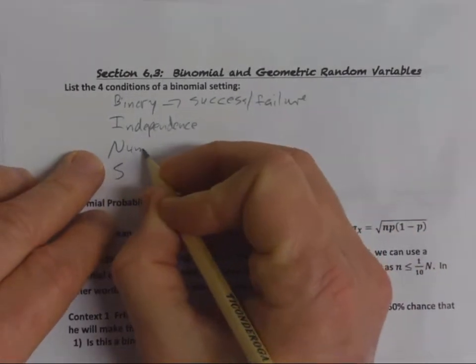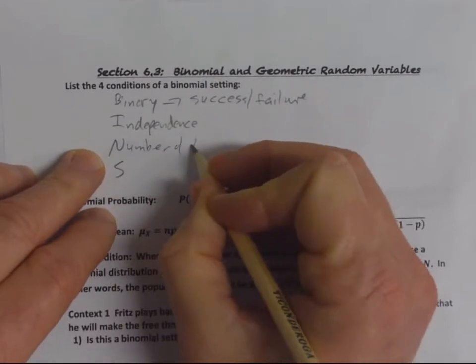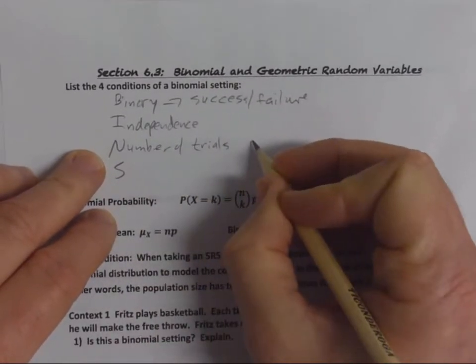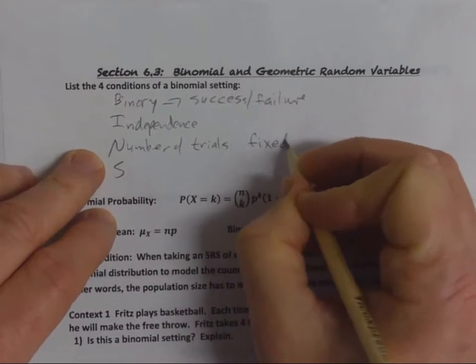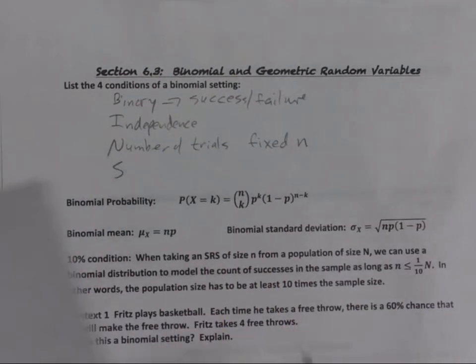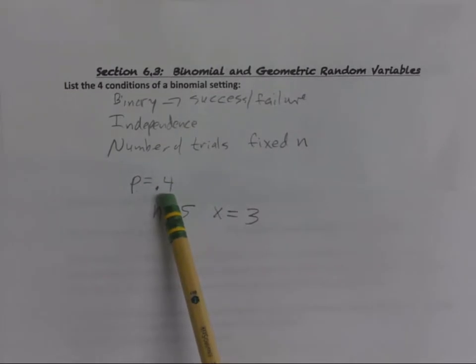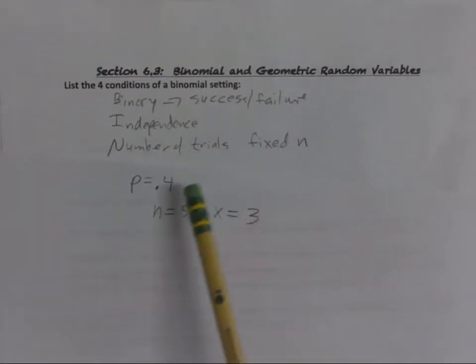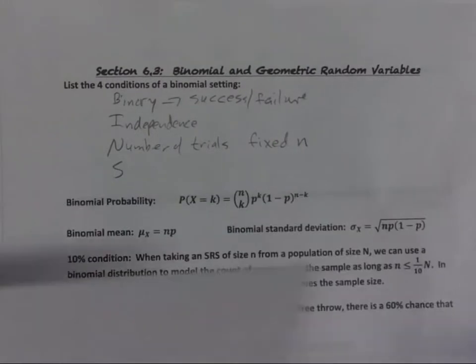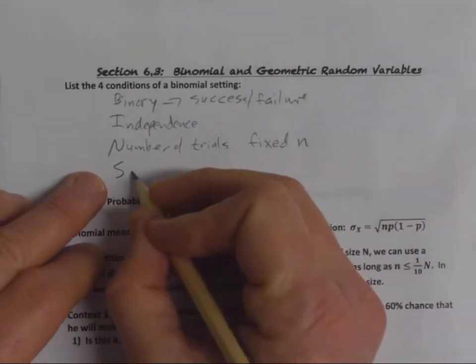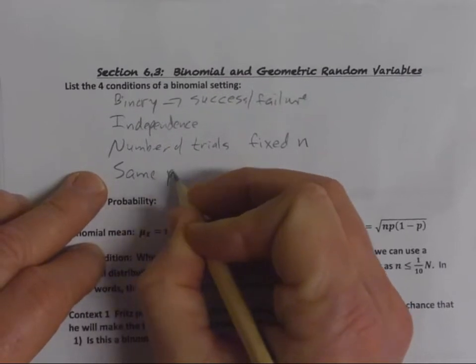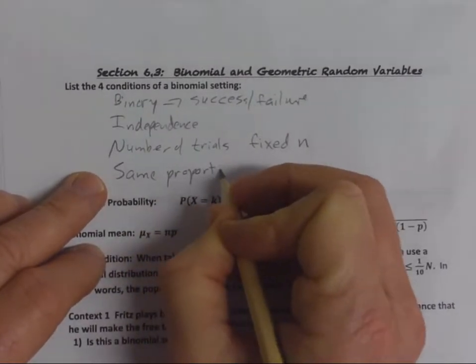N is for number of trials. You have a fixed number of trials you're looking at. Like in this one, we had a fixed number, 5, that we're looking at. In these problems, it'll say there's a certain proportion in a population. Then it'll say, we look at 5 of the people or things. That is a fixed number of trials. And then the S is, in essence, the same proportion every time.